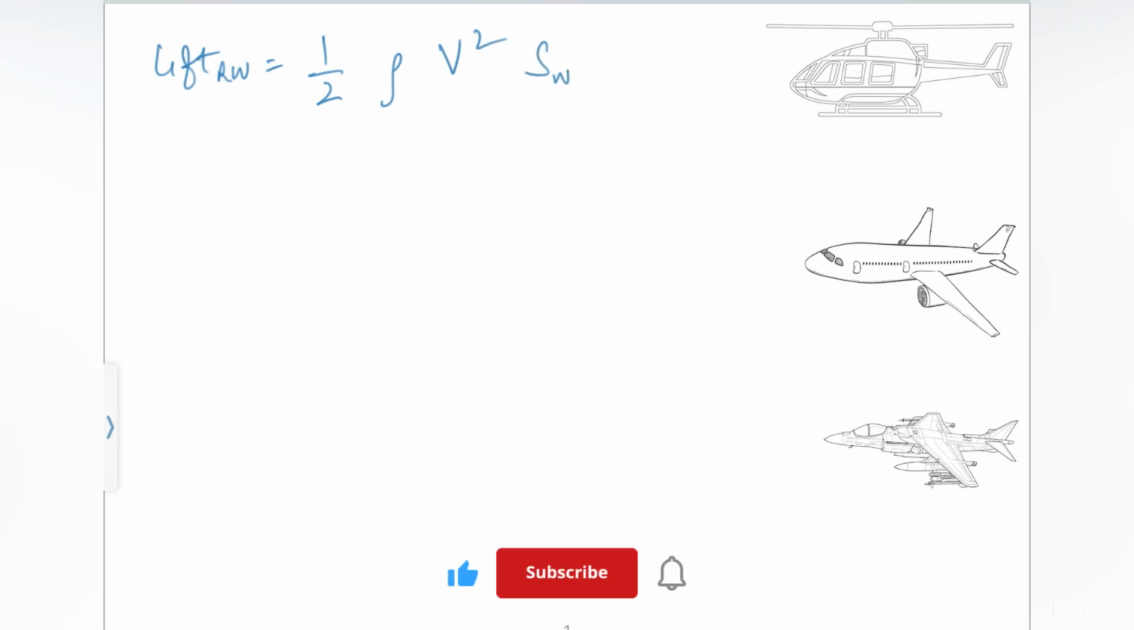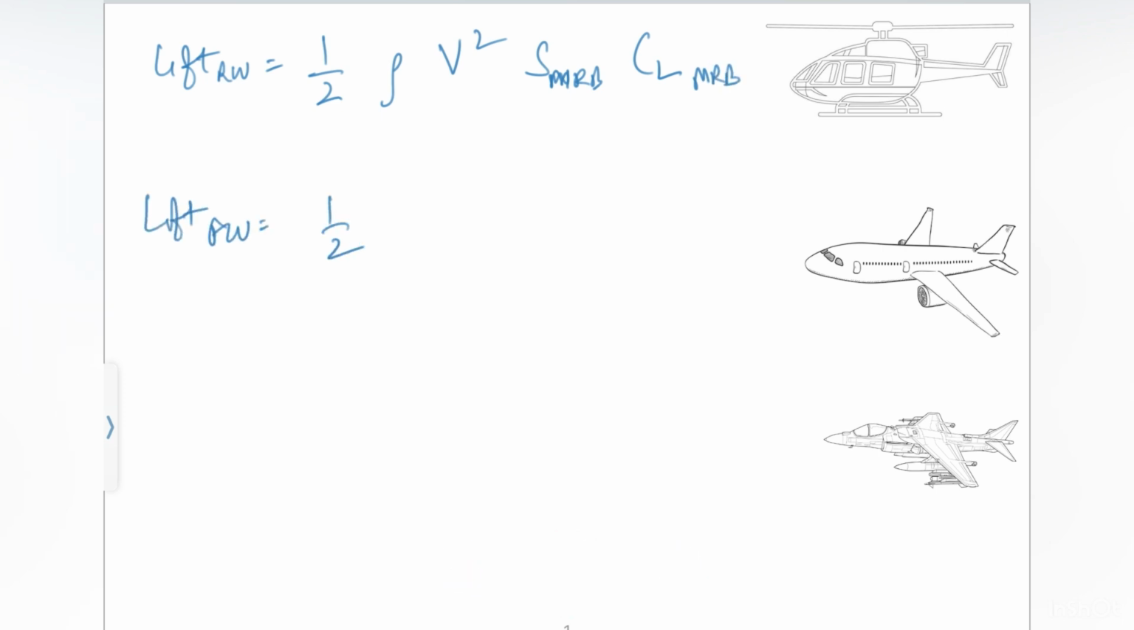So that's how you find the lift force. But the question remains: why can the helicopter hover and the fixed wing cannot? I'll make it simple by writing the lift equation for each. Lift for rotary wing is half rho v square, surface area of the main rotor blade, and coefficient of lift for the main rotor blade. Lift for fixed wing is again half rho v square, surface area of the wing and coefficient of lift of the wing. The wing is both main wing and tail wing, because both generate some lift.